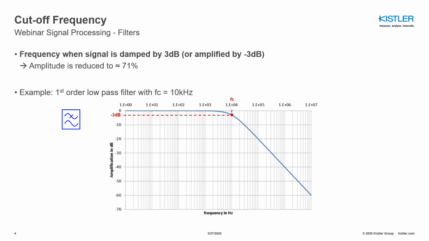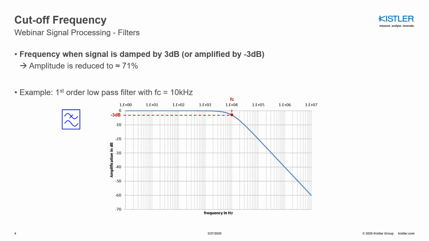When we are talking about filters, an important term is the cutoff frequency. The cutoff frequency is the frequency when a signal is damped by 3 dB or amplified by -3 dB. An amplification of -3 dB equals a reduction of the input amplitude of the signal to around 71%.